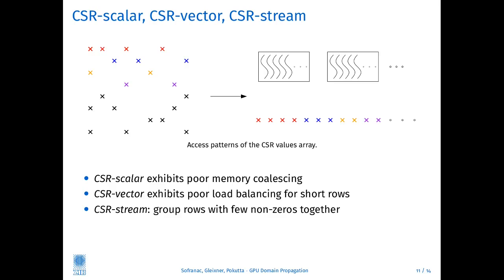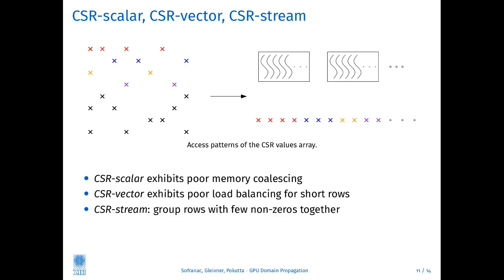The CSR scalar algorithm assigns one thread per constraint of the matrix. Let's see how the access patterns look. The first thread would access the first element in the first array. The second thread would access the first element in the second array, and so on. As you can see, this would result in strided memory accesses, as neighboring threads would not be accessing neighboring locations in memory. This would degrade the performance of the GPU implementation.